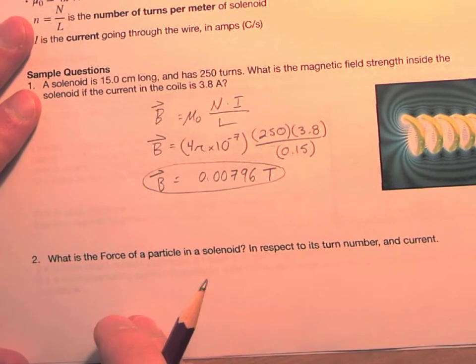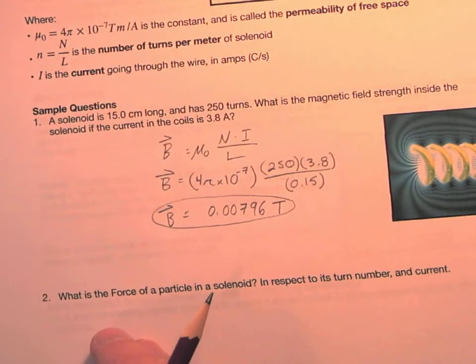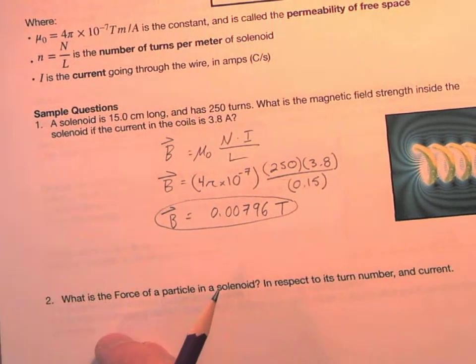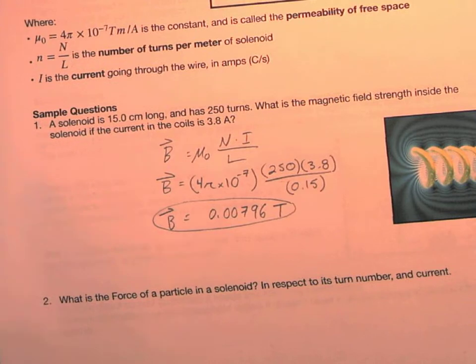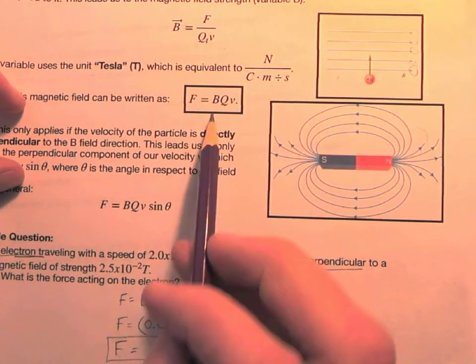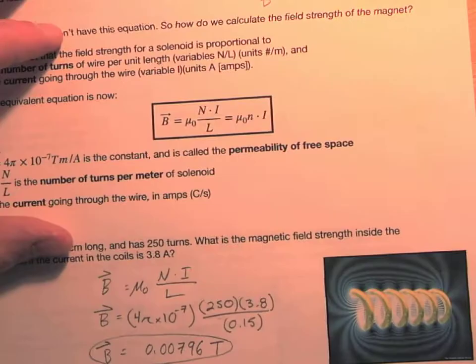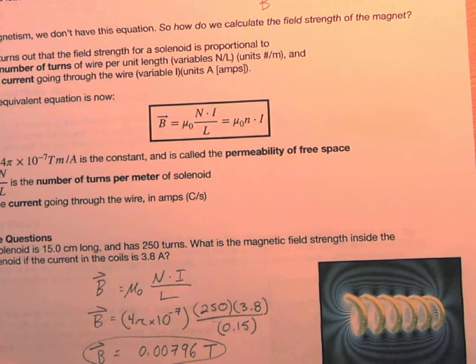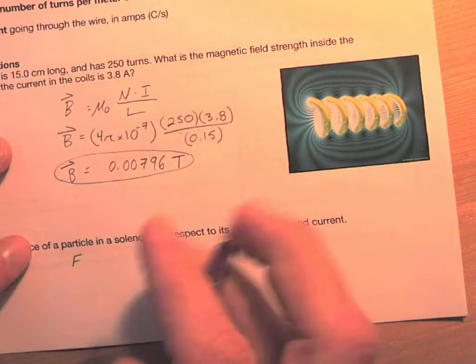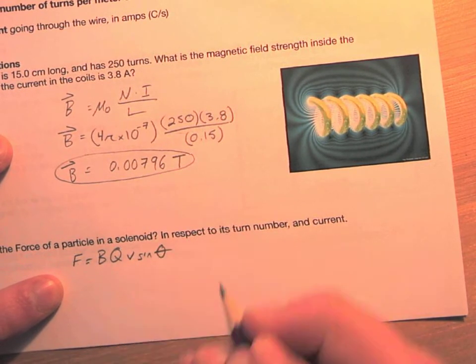What is the force on a particle in a solenoid with respect to its turn number and current? This is a tough question, but I made it on purpose just to see if we can combine two equations. If we look at our first page, we have the equation F equals BQv sine theta, which gives us the force on a particle. So we can start with F equals BQv sine theta.